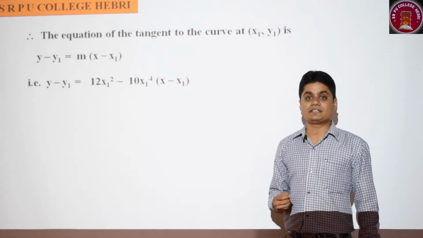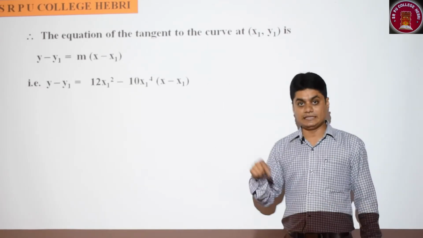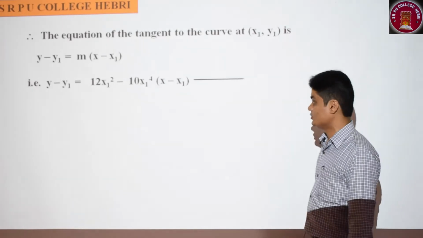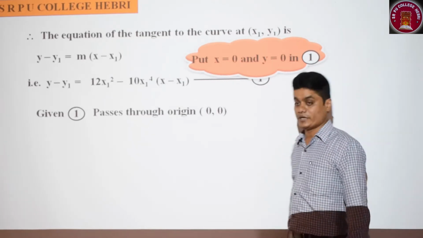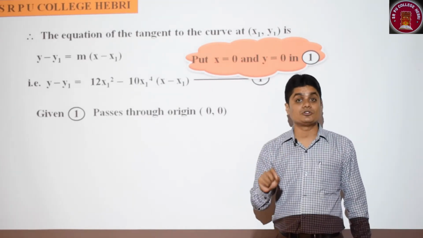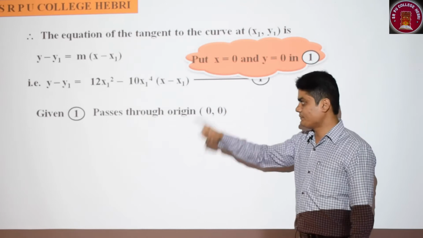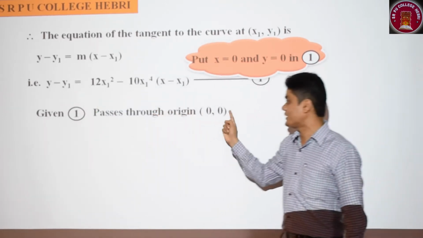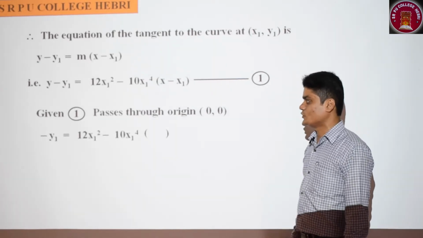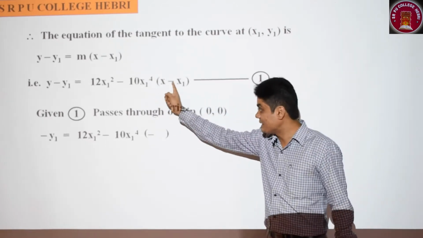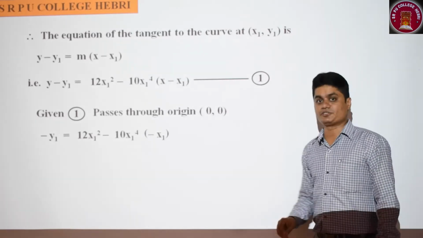Now use the given data. What is given? This line passes through origin. What do you mean by a line passing through origin? The x coordinate and y coordinate satisfy 0, 0. So given that it passes through origin, replace x equal to 0 and y equal to 0. Remember, don't replace x1 equal to 0 and y1 equal to 0; x and y you should replace by 0, 0. So what will you get? Minus y1 equal to 12x1 square minus 10x1 to the power 4 into minus x1.